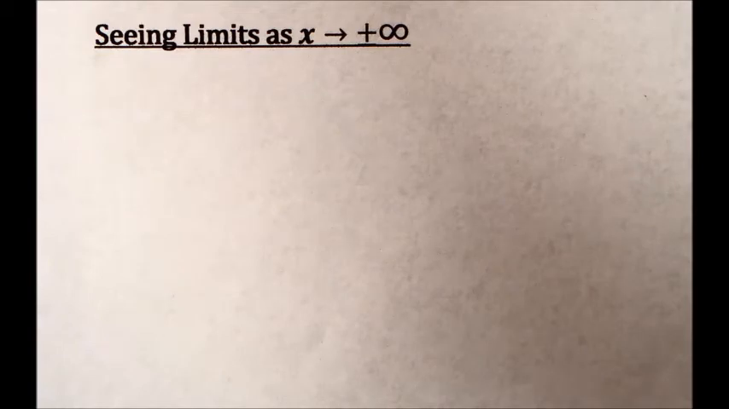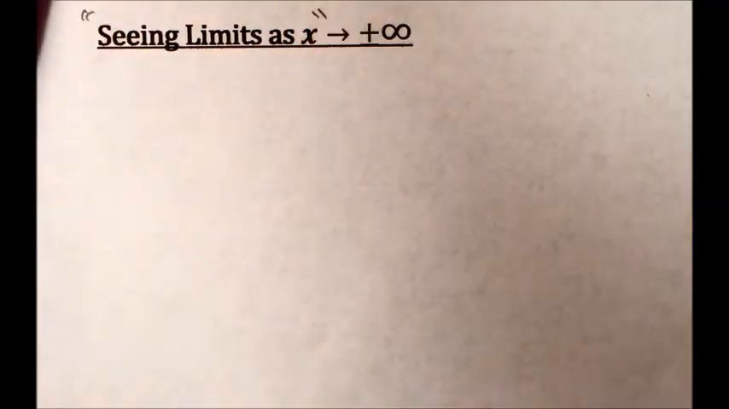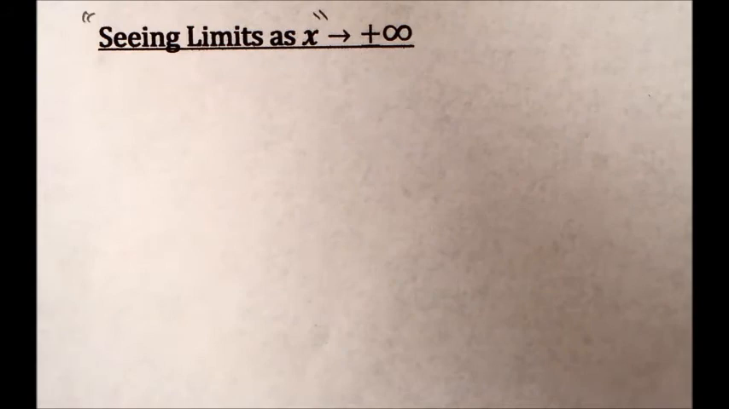Okay, the last part of this lesson deals with seeing limits as x goes to positive or negative infinity. This really goes back to dealing with going all the way out to infinity on the right, or going all the way out to infinity on the left, and trying to understand that.